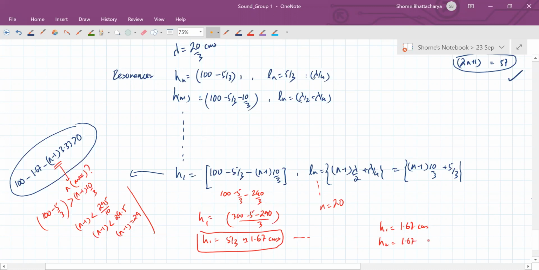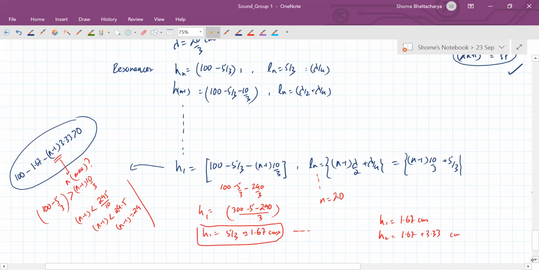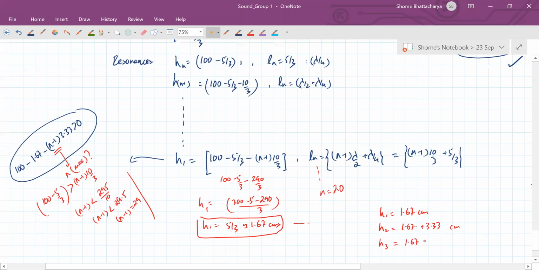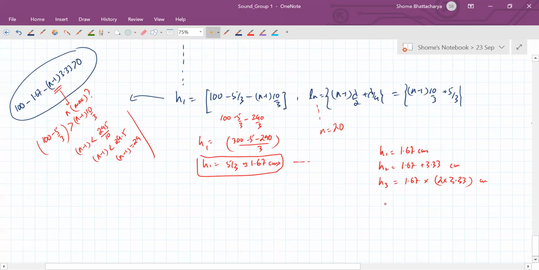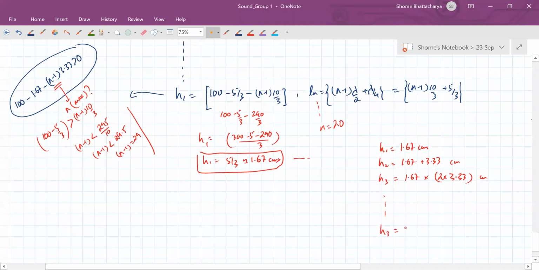Then your next resonance will occur at this, and like that your 20th resonance will occur when the height has become 1.67 plus 19 into 3.33.